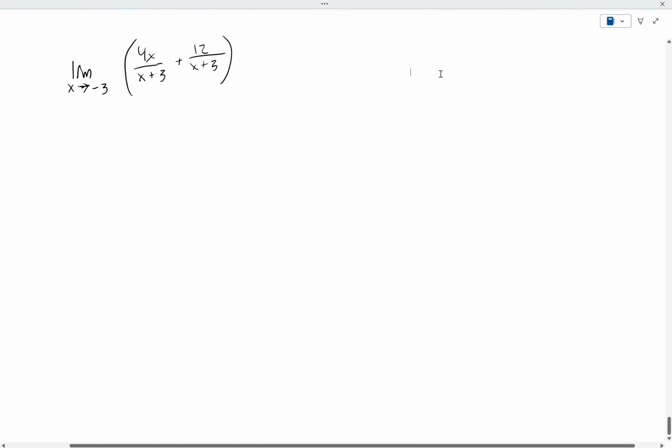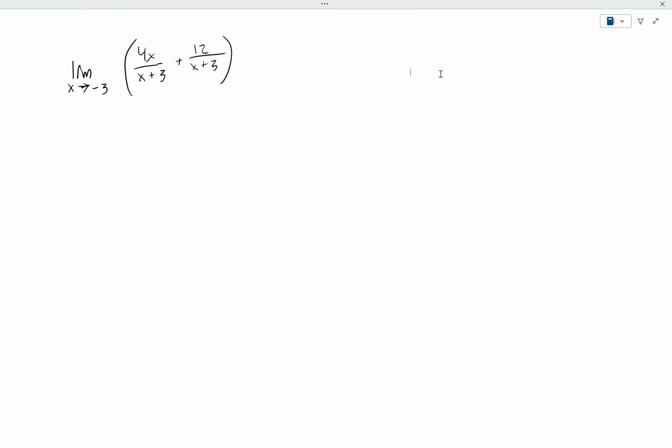In this video we're going to be doing a simple limit that you would find in a Calculus 1 course. So we're looking at the limit as x goes to -3 of 4x over x plus 3 plus 12 over x plus 3. So we're looking for what value this function approaches as x approaches -3.